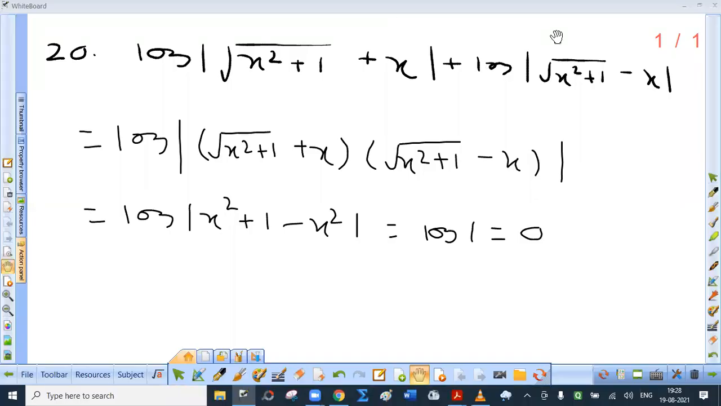20th is a simple one. Log of root of (x square plus 1) plus x, plus log of root of (x square plus 1) minus x equal to 0. Log m plus log n is log mn. (a plus b) into (a minus b) is a square minus b square. So log of (x square plus 1 minus x square), that is log 1. What is log 1? It is nothing but 0.